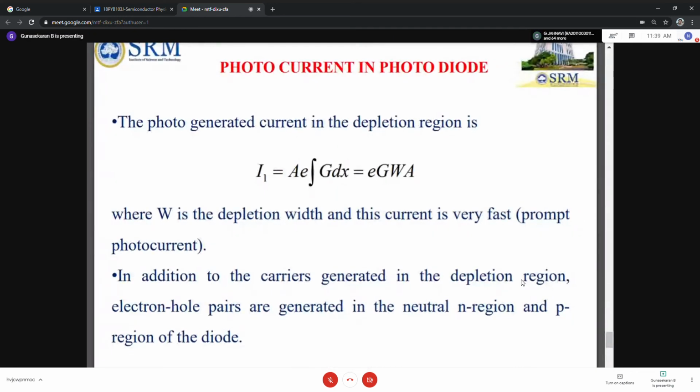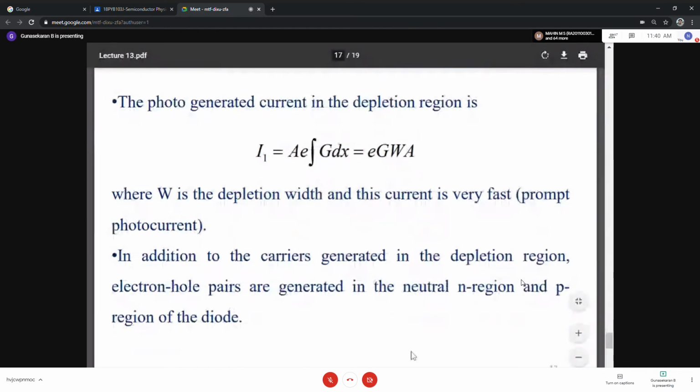In addition to the charge carriers generated in the depletion region, electron-hole pairs are also generated in the neutral N and P regions, not only the depletion region, the N side as well as the P side of the diode. Can you understand this or not? Yes. Then come to the next one.